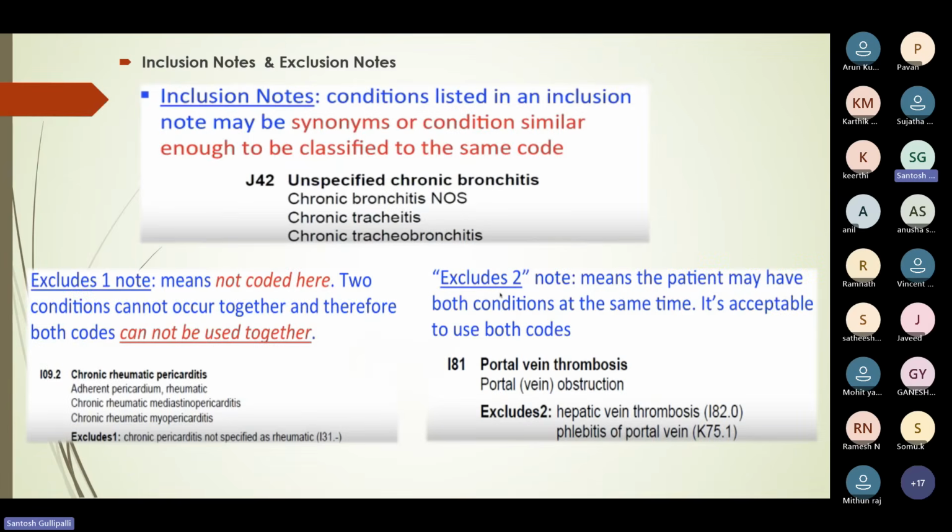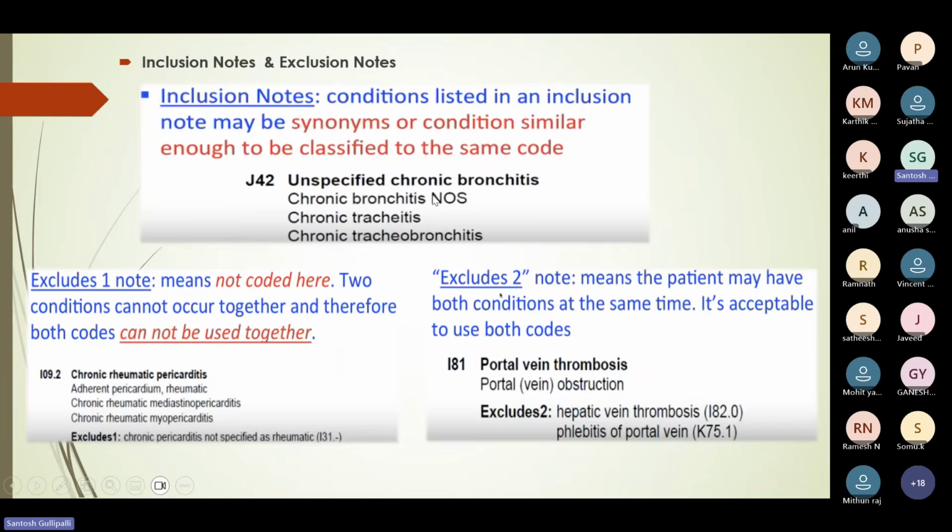Some other examples of inclusion notes, Exclude 1 and Exclude 2. They are given like chronic rheumatic pericarditis, unspecified chronic bronchitis, chronic tracheitis, chronic tracheobronchitis. These are all inclusion notes. Inclusion notes mean synonyms. Synonym means similar conditions, similar names.